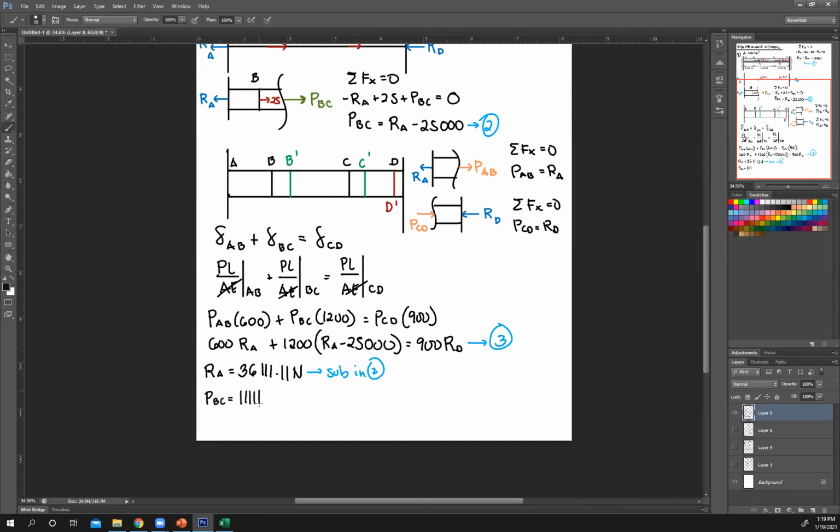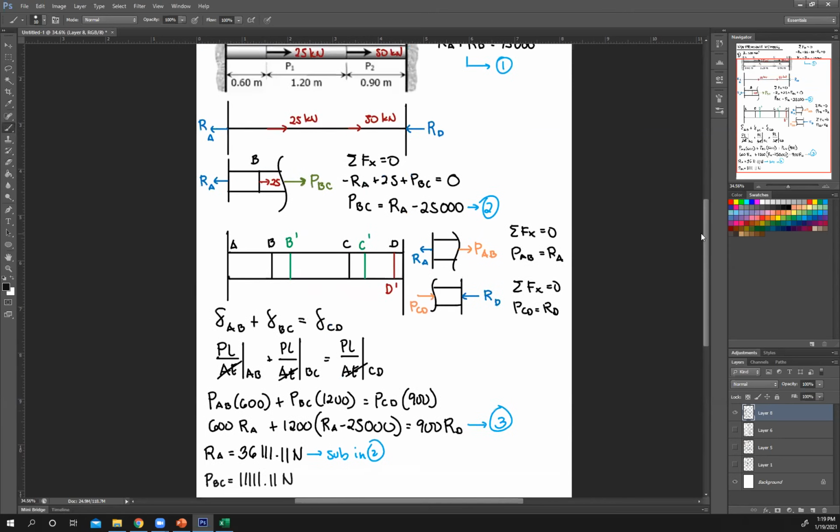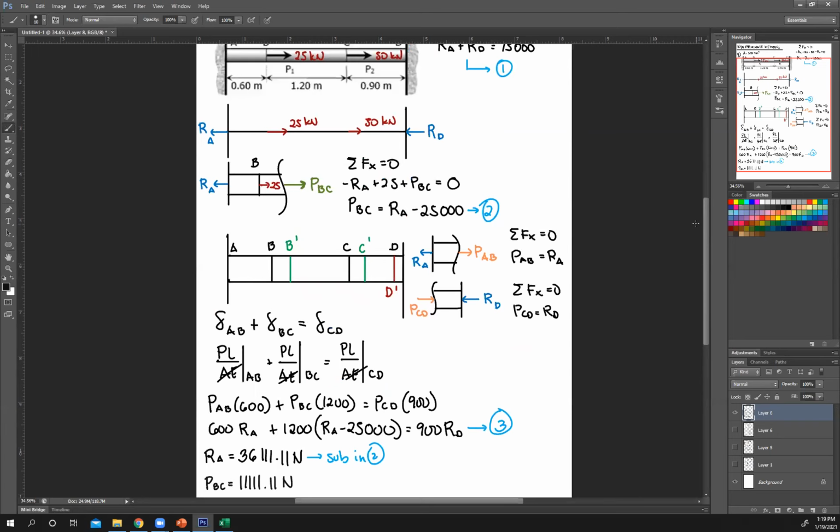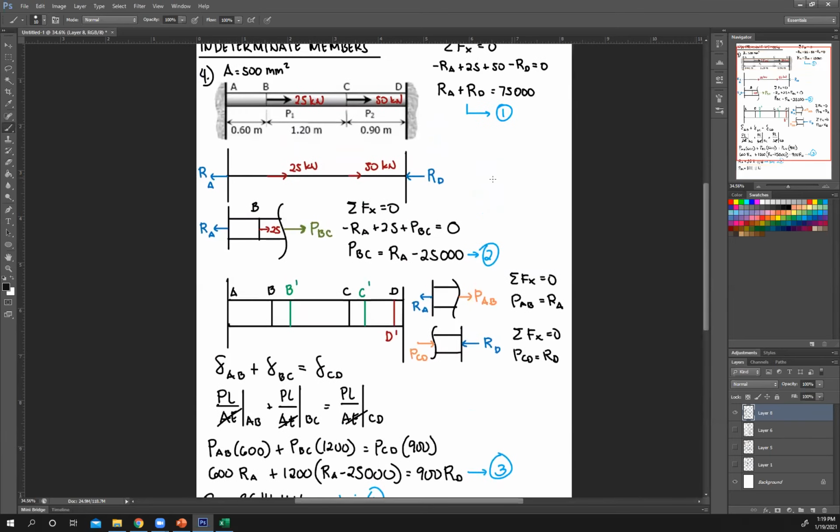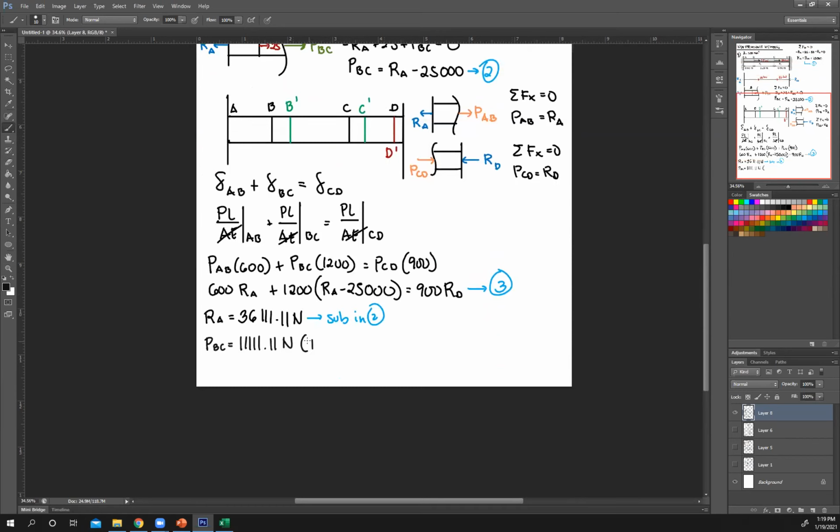1, 2, 3, 4, 5. And if you've noticed, all of these are positive. Therefore, all my assumptions for directions are correct. Therefore, this is the correct direction for PBC, and therefore, this is in tension.